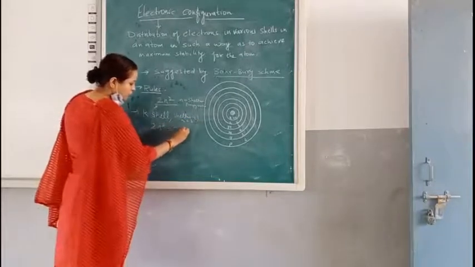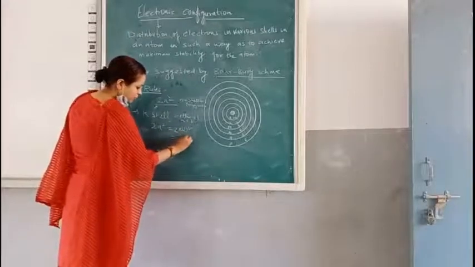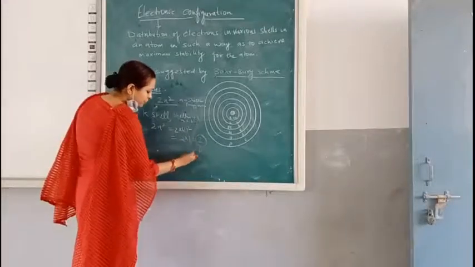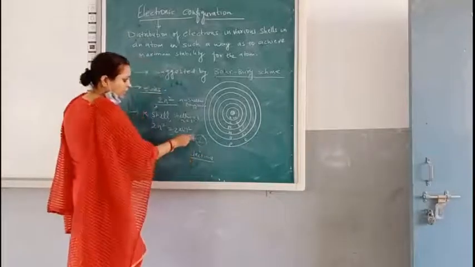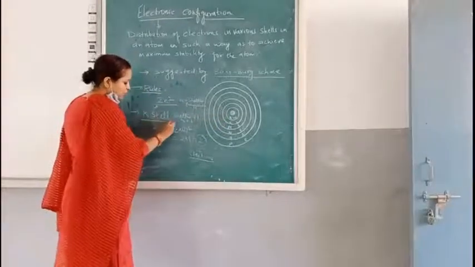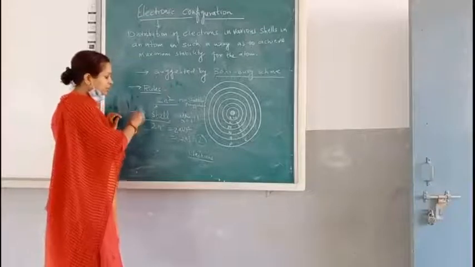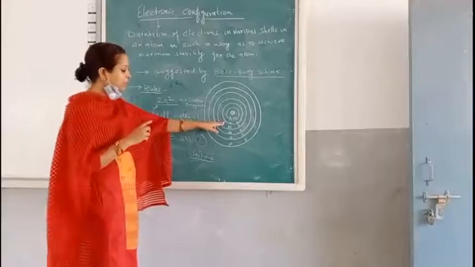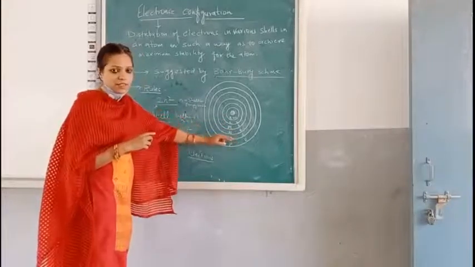So 2 into 1 square, we get 2 into 1, that is equal to 2. So a maximum of 2 electrons can be filled up in the K shell. Okay? So in the K shell, a maximum of 2 electrons can be accommodated. In this way we will also see how many maximum electrons can be filled in the L shell, then the M shell, then the 4th shell, 5th shell, 6th shell, like that.